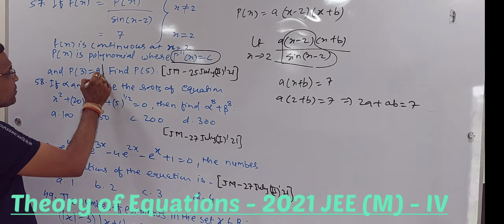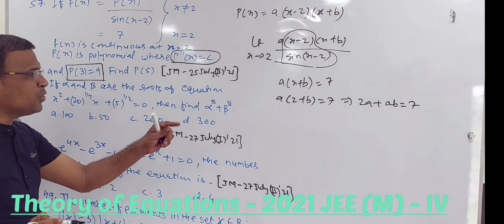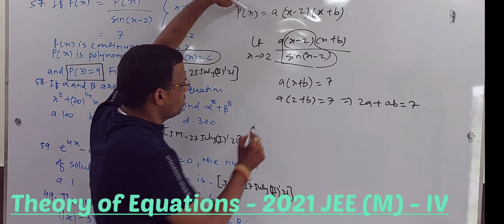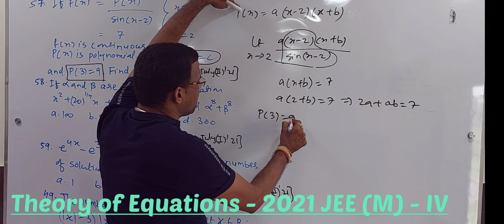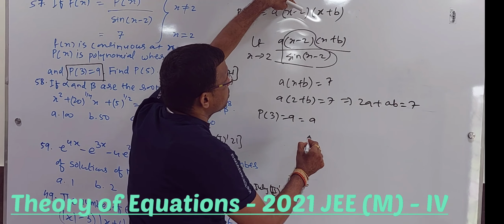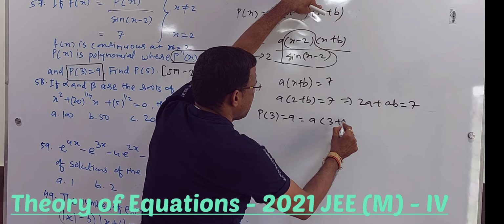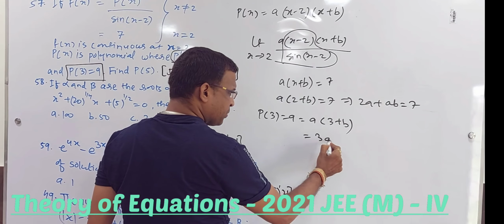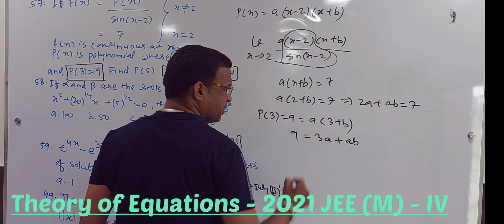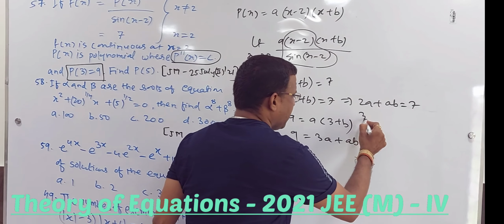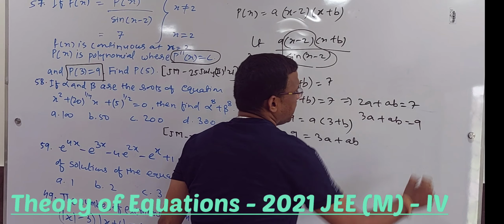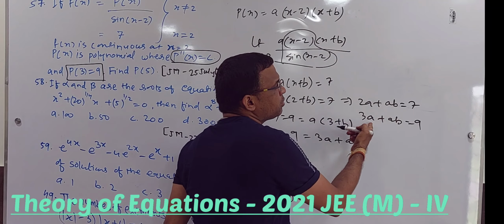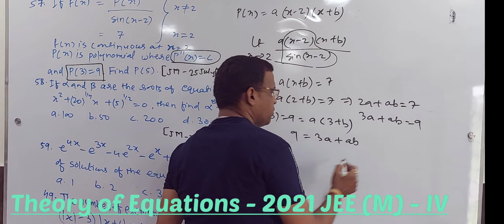Second condition is this: P of 3 is equal to 9. Two unknowns a and b, so two conditions. One is this, another one is this. So put down P of 3 is equal to 9. So it will be a times (3 minus 2), which is 1, times 3 plus b. That is a times 3 plus b, and that equals 9. So 3a plus b is equal to 9, and 2a plus b is equal to 7. Subtract the two: 3a minus 2a, 9 minus 7, 2. So a will be equal to 2.